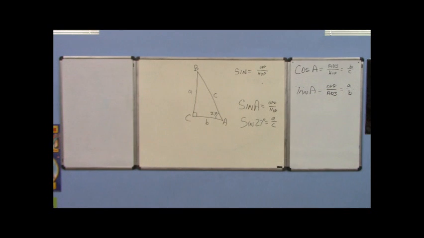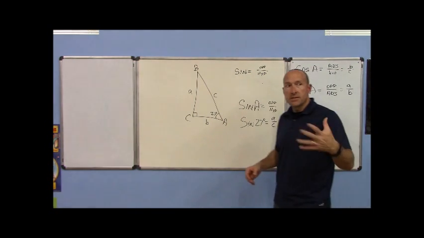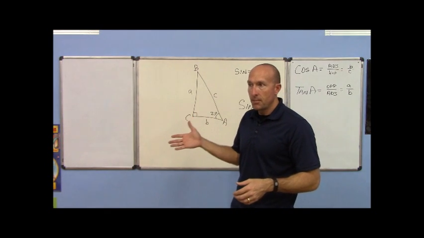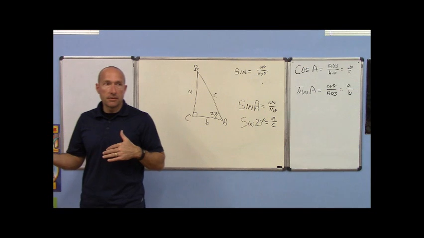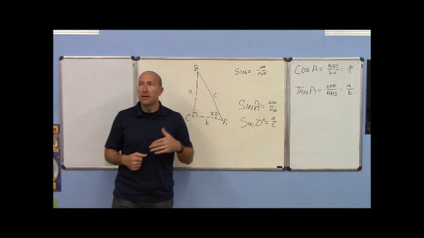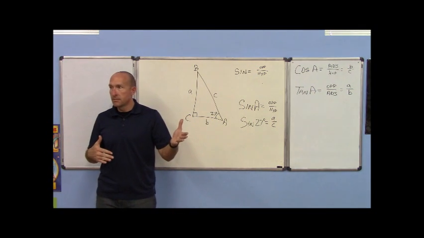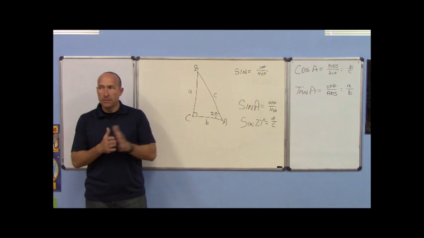Cool. So again, just to go over this: sine is opposite over hypotenuse, cosine is adjacent over hypotenuse, and tangent is opposite over adjacent. Okay, everybody got that?